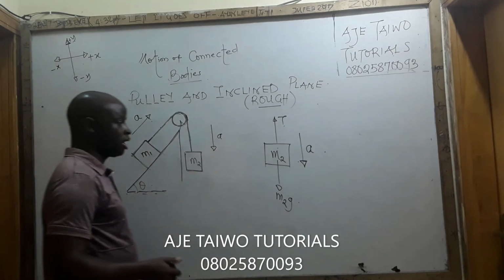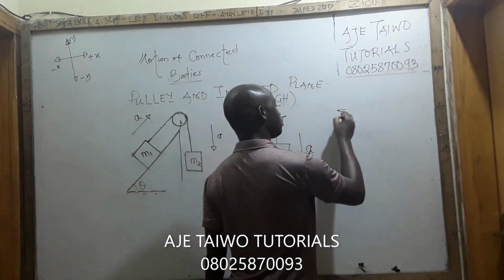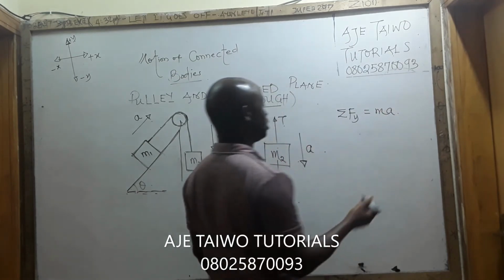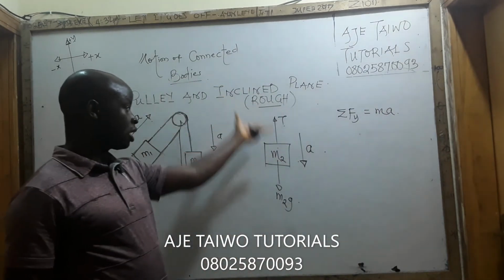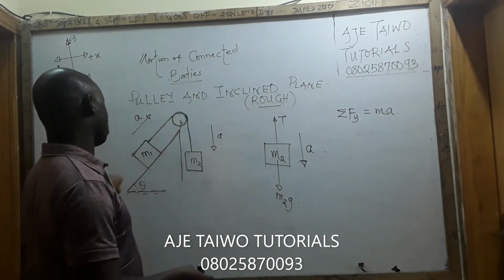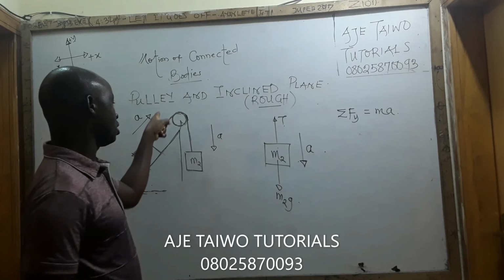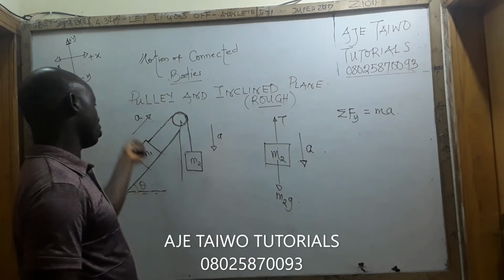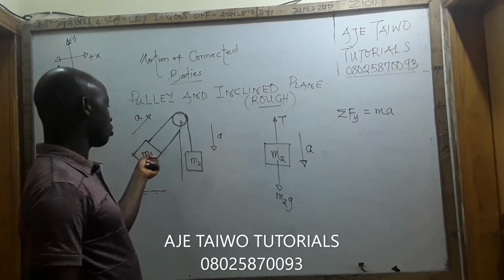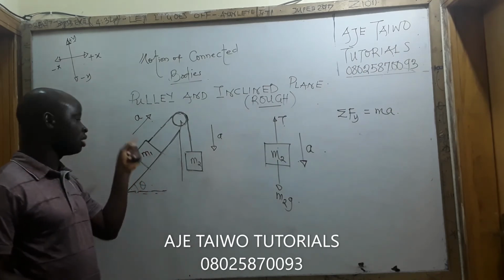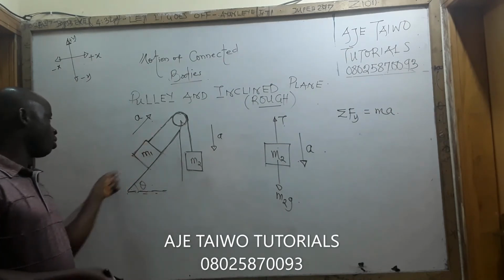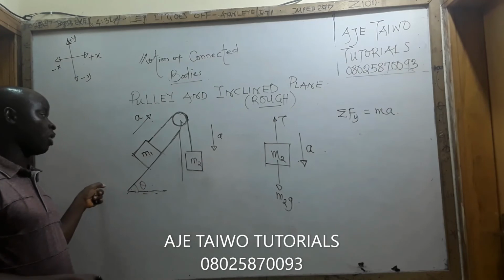Okay. So what do we have here? Summation Fy will be equals to Ma. Why? Because there's a motion along this plane. There's a motion along here, just like here, also along here. So we say equals to Ma. Perpendicularly, there's no motion, so equals to 0. This body is not going like this, so perpendicularly we put this as 0. But along the plane, it will be equals to Ma because it's moving along.